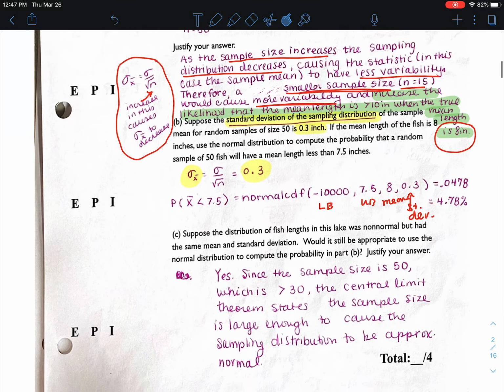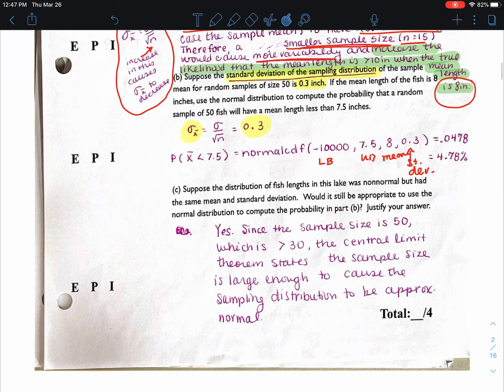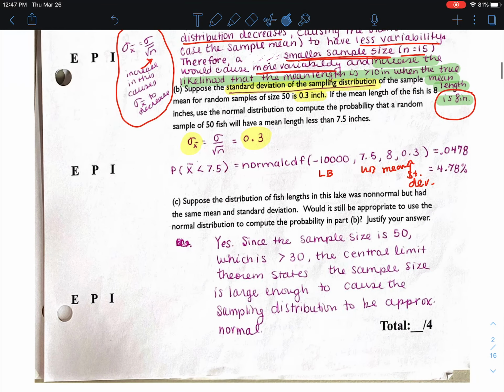Okay, and then we could see that that's the likelihood of getting an average length, a mean length, of under 7.5. Okay, and then down here it says, now let's suppose the distribution of fish lengths in the lake happened to not be normal, but it had the same mean and the same standard deviation. Would it still be appropriate to use a normal distribution to compare the probability in part B?